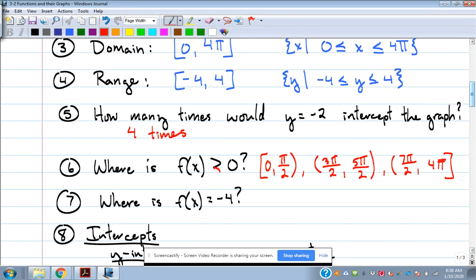All right, number 7. Where is f of x equal to 4 or negative 4? Excuse me.